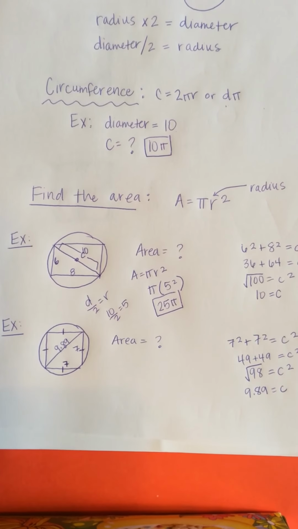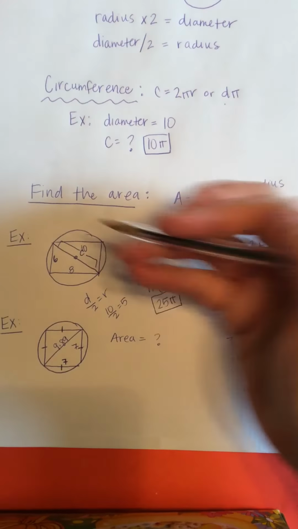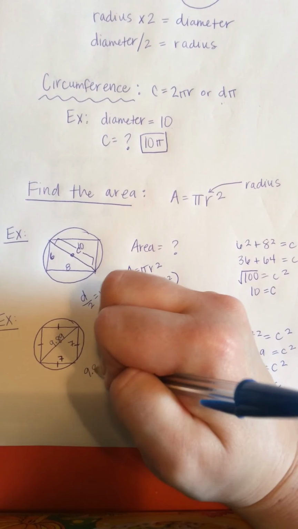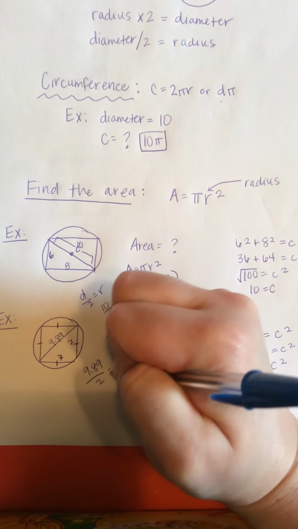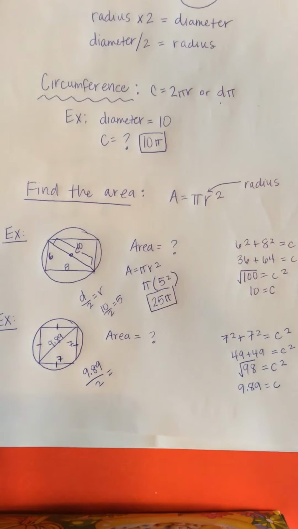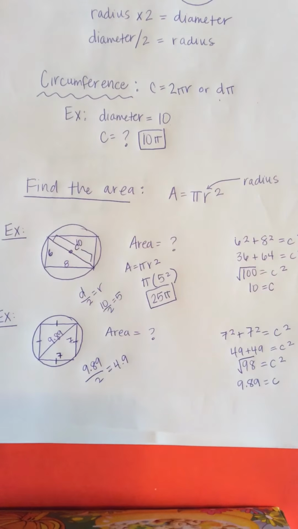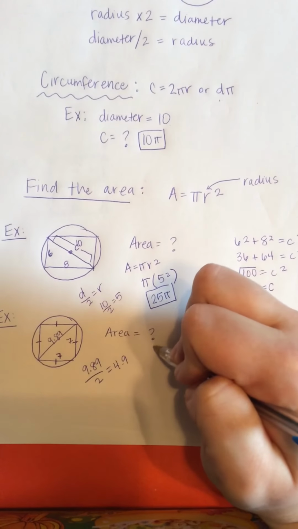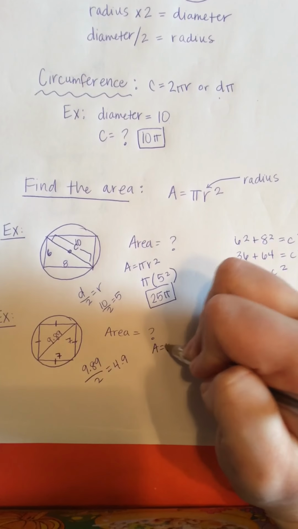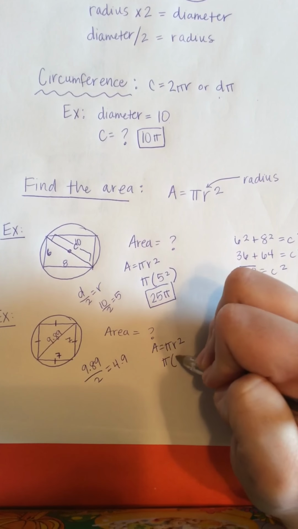Now I can use that in order to find my area. Now I only need half of that for my radius. So I take my 9.89, I divide by 2, and I get 4.9. Now I'm going to put that in my area formula. So area equals pi r squared. My r is 4.9.